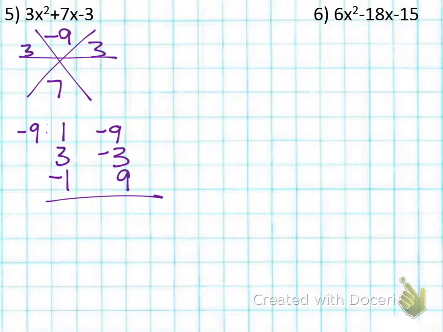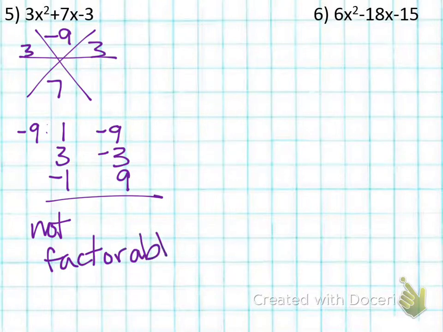1 and negative 9 gives me negative 8. 3 and negative 3, adding those together, I get 0. Then negative 1 and positive 9, if I add those together, I get a positive 8. So none of these are the correct factors. That means my trinomial here is not factorable. Okay, moving on to number 6.